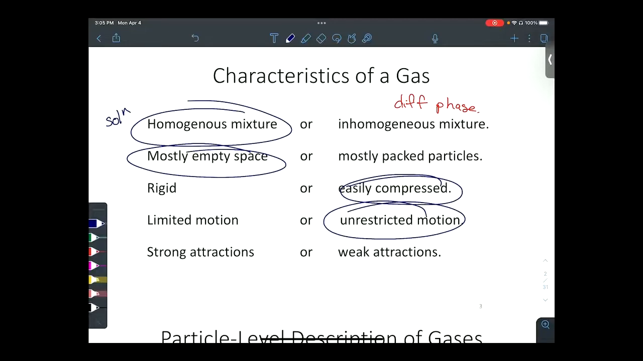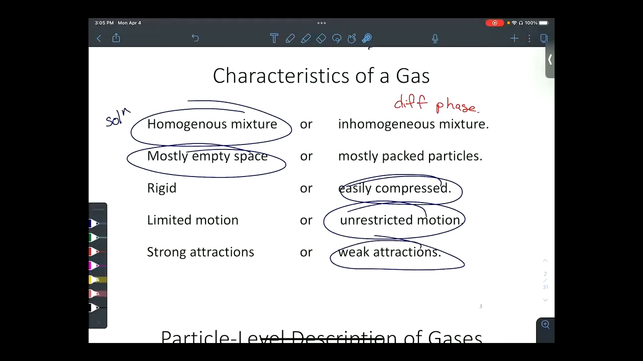All right, strong attractions or weak attractions against gas particles? What do we think? Weak. Yes, weak. So looking back on these last pieces here, mostly empty space. That means our gas particles are close together or far apart?